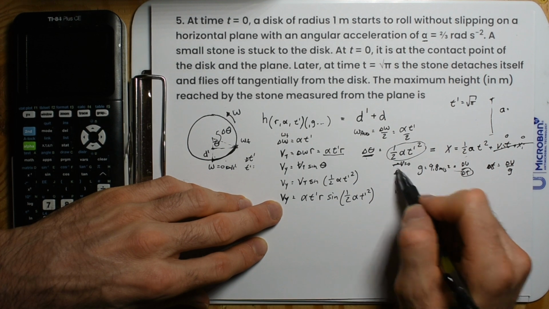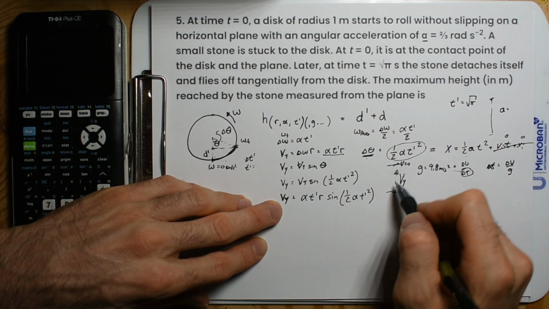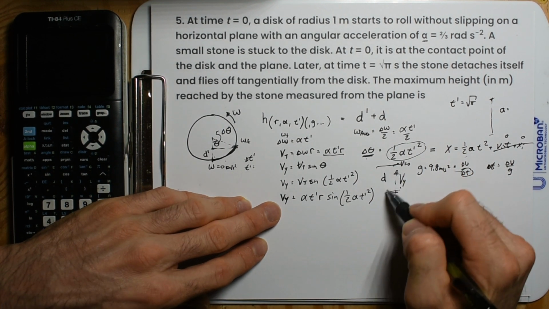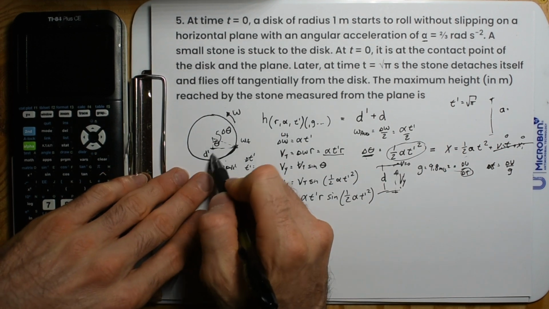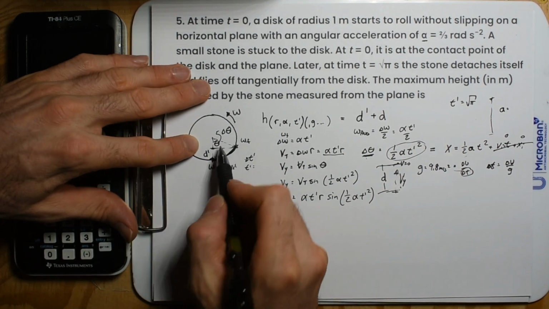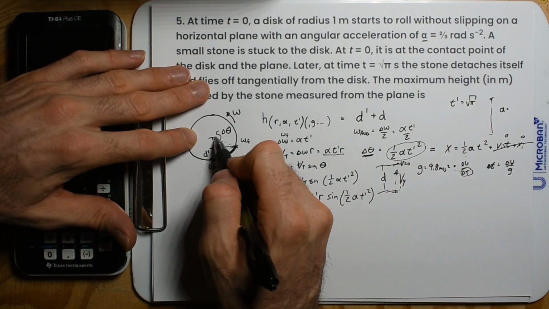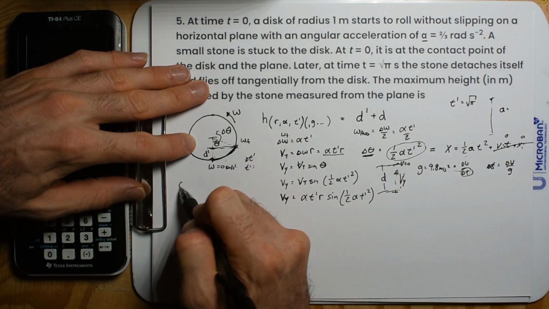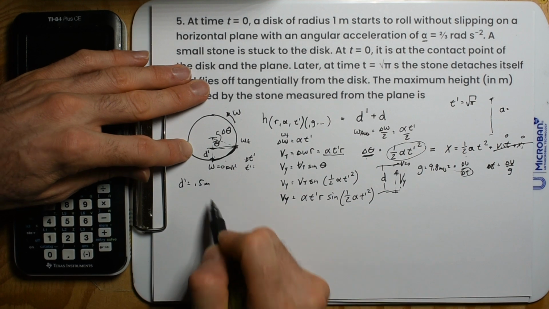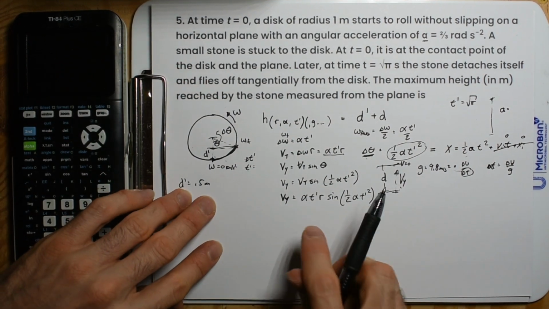We're going to stall, and that's going to be our max height. So we want to find this, and we're going to call this D. This was D prime. At the end of the day, our angle was 60 and our radius is 1, so D prime is 0.5 meters.